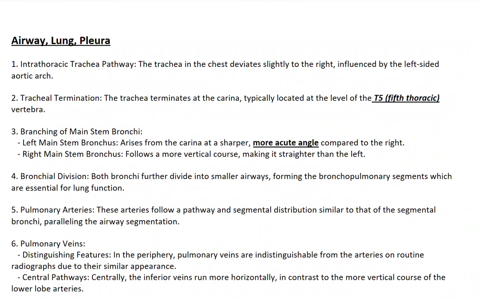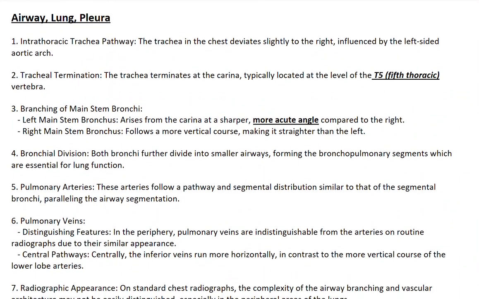Point-wise description of airway, lung, pleura. 1. Intrathoracic trachea pathway. The trachea in the chest deviates slightly to the right, influenced by the left-sided aortic arch. 2. Tracheal termination. The trachea terminates at the carina, typically located at the level of the T5, fifth thoracic vertebra. 3. Branching of main stem bronchi.